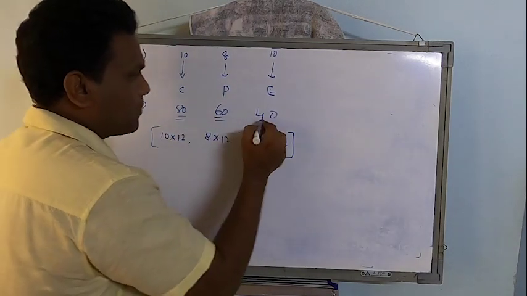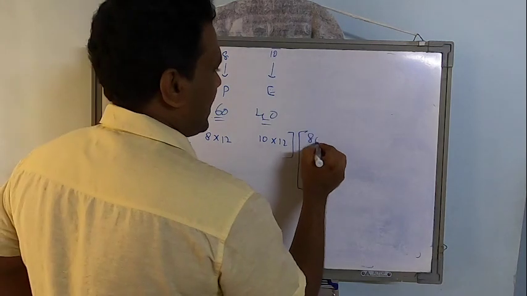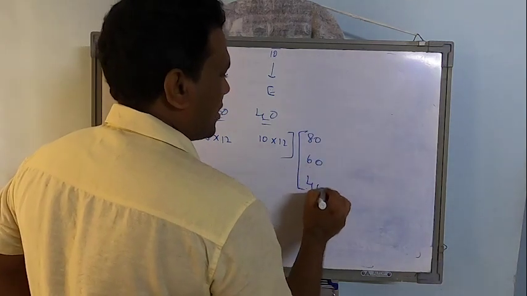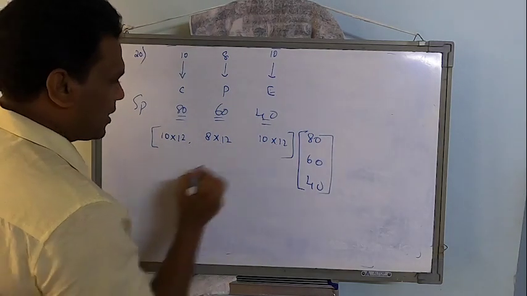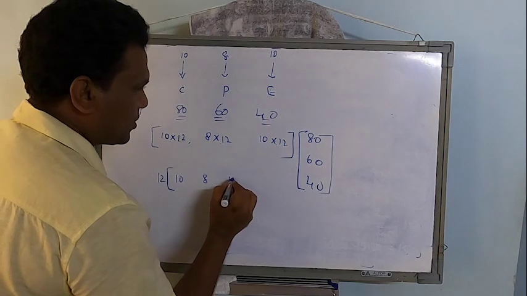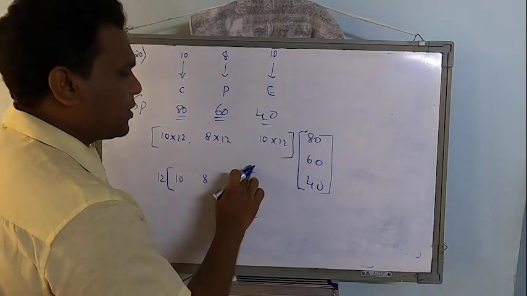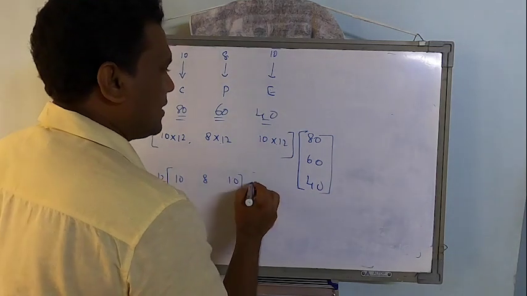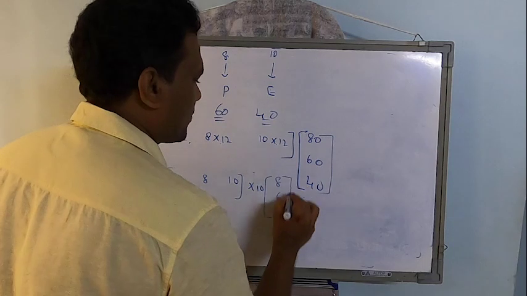Each book's selling price is given. That has to be taken column-wise. So this should be 80, 60 and 40. To make the thing simpler, let me take 12 outside. So this becomes 10, 8, 10. Correct. And that is multiplied by, here if you want, you can take 10 outside. So it's going to be 8, 6, 4.